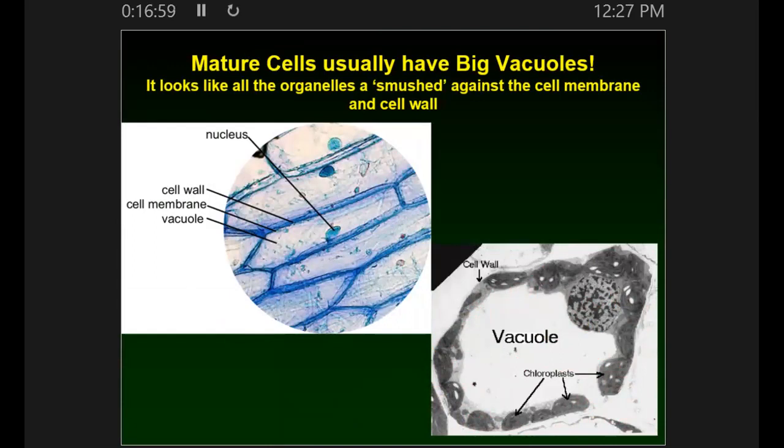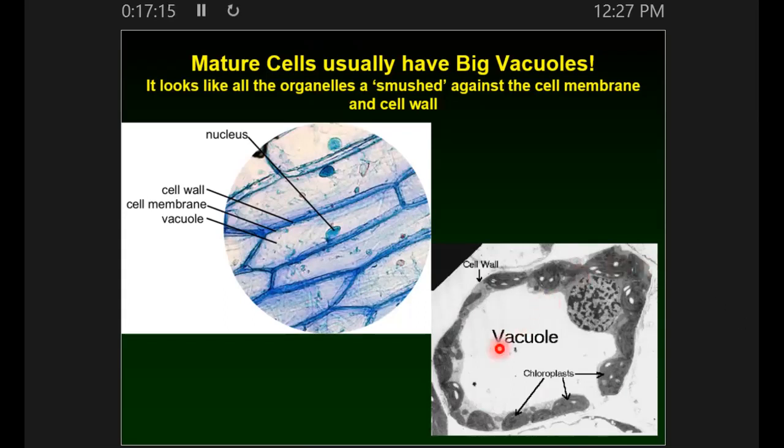But if you see this big empty space when you're looking at cells today or through the semester, if most of the cell looks empty, it's not. It's the vacuole taking up all that space. So just keep that in mind. Everything will start to look squished off to the side if it's a well-watered plant.